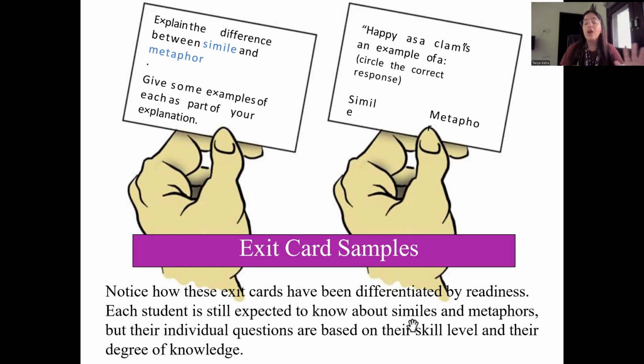Okay. Notice how these exit cards have been differentiated by readiness. Each student is still expected to know about similes and metaphors. We are expecting each child to know about this, but in different ways. Their individual questions are based on their skill level and their degree of knowledge.